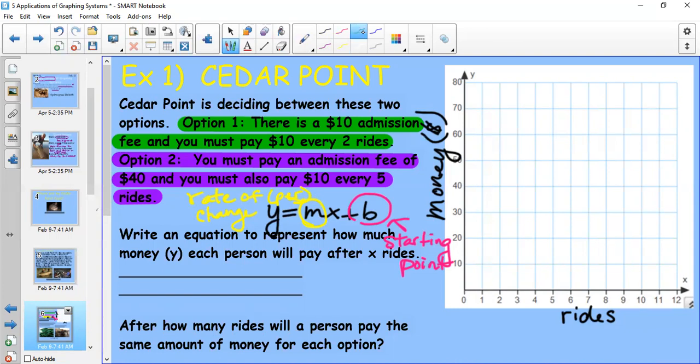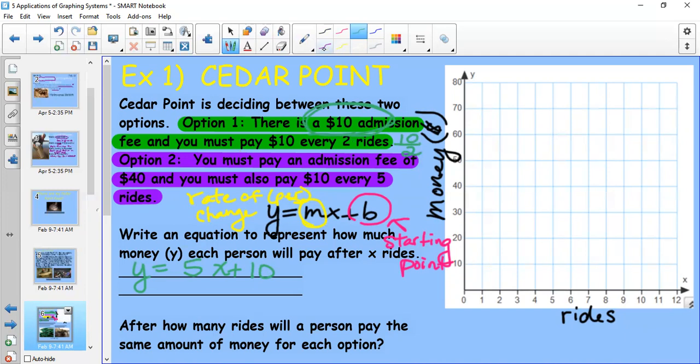Okay, so let's start with option 1. That was in green, so I'm going to write in green here. It says there's a $10 admission fee and you must pay $10 for every 2 rides. I'm going to identify my starting point first, my b. $10 admission fee, that is the start to get into the park, so that's going to be a plus 10 there. Now for my slope, again, that's the rate of change. It said you must pay $10 for every 2 rides. If I turn that into a fraction, 10 for every 2 rides, that would be 10 over 2. Because it's a fraction, we know that we always simplify fractions. 10 over 2 is also 5.